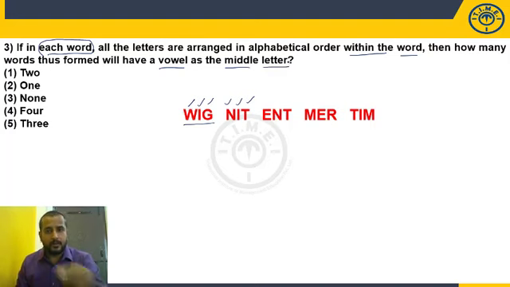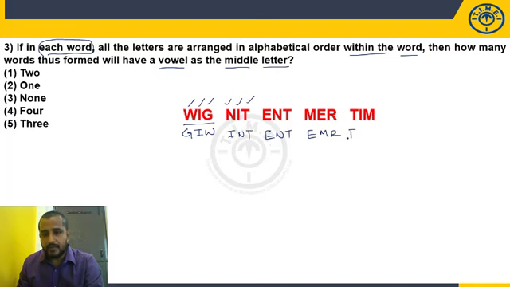Okay, let's apply the given operation. You need to arrange them in alphabetical order within a word. So WIG will become GIW, NIT will become INT, ENT will become ENT, it will remain the same, MER becomes EMR, TIM becomes IMT. Now what is the question asked? Then how many words thus formed will have a vowel as a middle letter? Vowel as a middle letter.